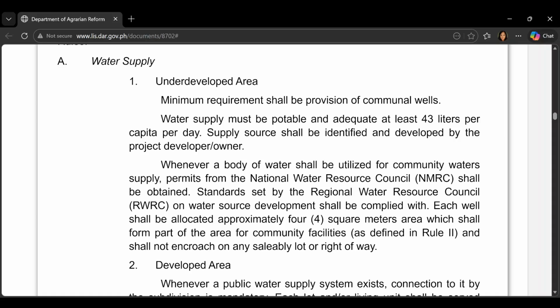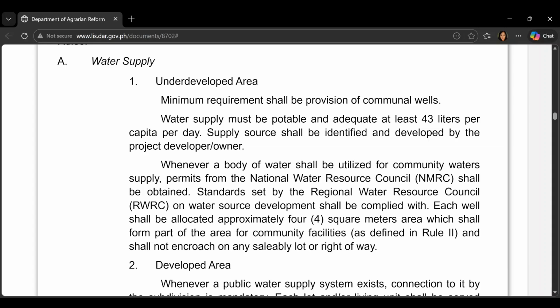Water supply must be potable and adequate, at least 43 liters per capita per day. Supply source shall be identified and developed by the project developer owner. Whenever a body of water shall be utilized for community water supply, permits from the National Water Resource Council or NWRC shall be obtained. Standards set by the Regional Water Resource Council on water source development shall be complied with.